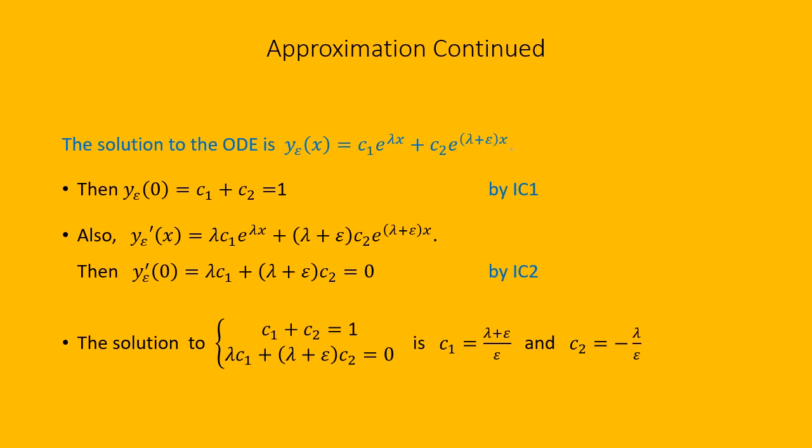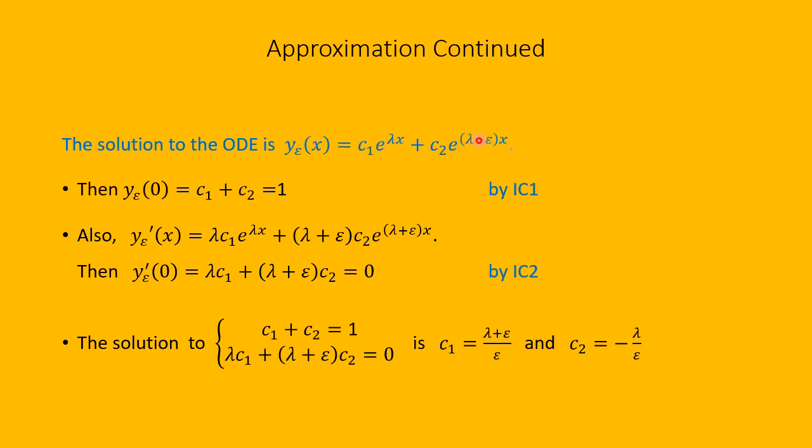Continuing with our calculation, we saw before that the solution to that slightly altered differential equation was y sub epsilon of x is c1 e to the lambda x plus c2 e to the lambda plus epsilon times x. One of the initial conditions was that this function y sub epsilon evaluated at 0 had to equal 1.